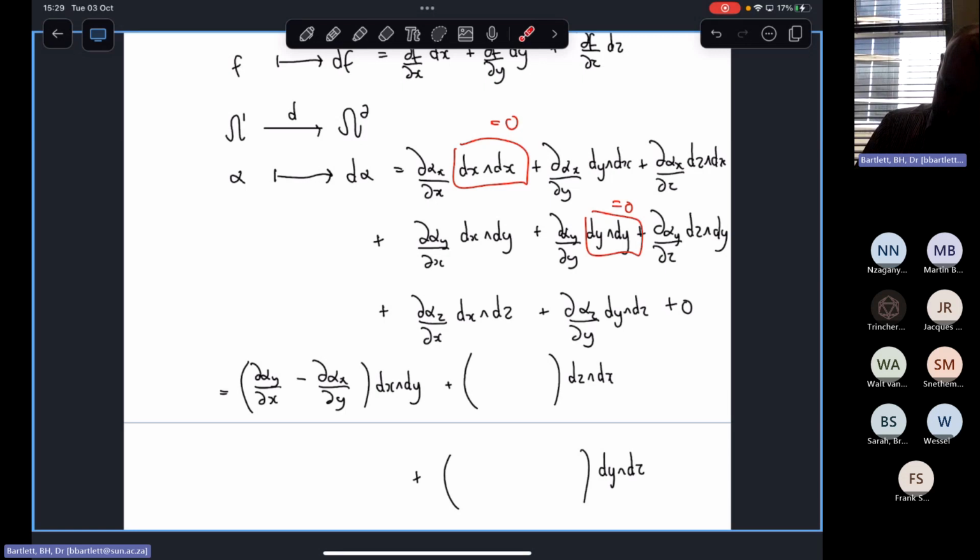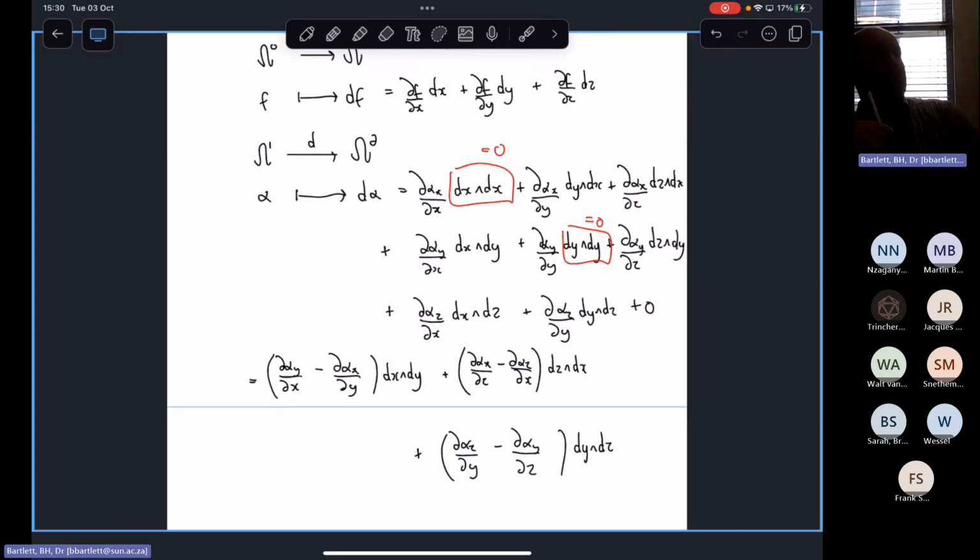And for the next guy, I'm going to get ∂α_x/∂z minus ∂α_z/∂x. And here, I'm going to get ∂α_z/∂y minus ∂α_y/∂z. Okay. So that's how to calculate the exterior derivative of a 1 form to get a 2 form.